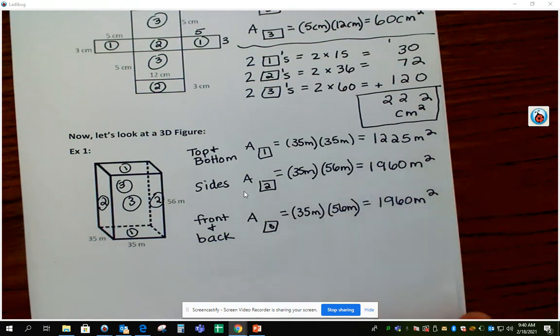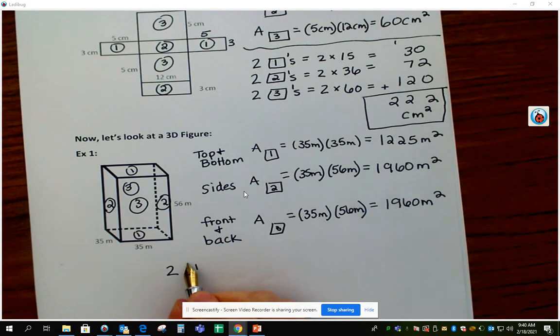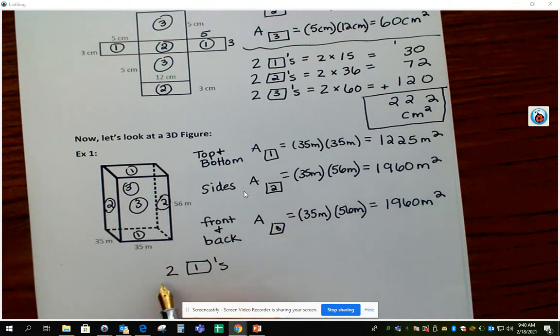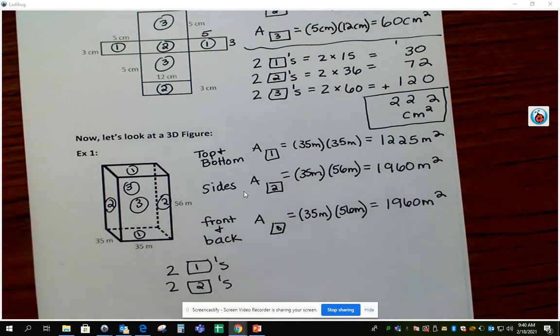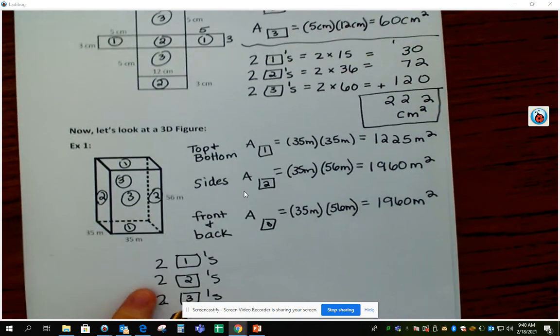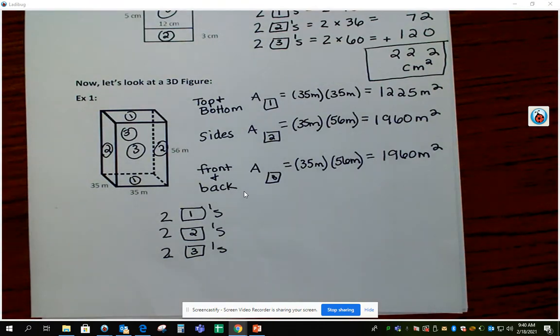Okay, so now we just need to add up. So there's a top and a bottom. That means there's 2 of the 1s. There's 2 sides. So that means there's 2 of the 2s. And there's a front and a back. So there's 2 of the 3s. Okay, and again, you could have combined this to make 4, but it's probably a good idea to think through front and back, side, top and bottom to make sure you get everything.